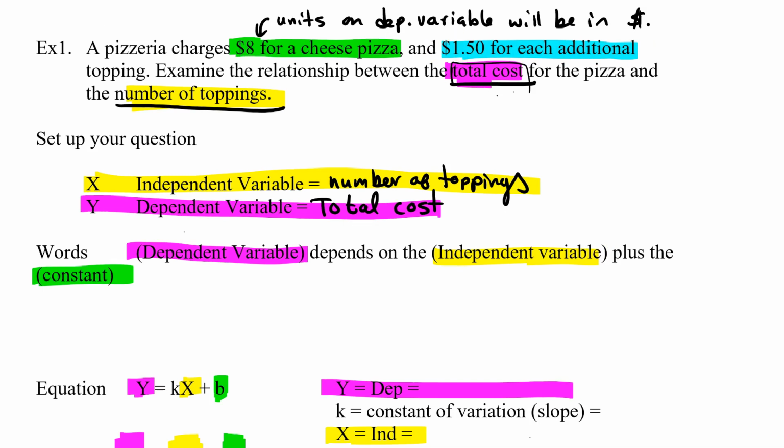Now we know that the $1.50 is going to be the slope, or the constant of variation, because it's cost per topping. The per really gives us the sense that this number has to be multiplied by the independent variable to make sure that we know how it contributes to the total cost.